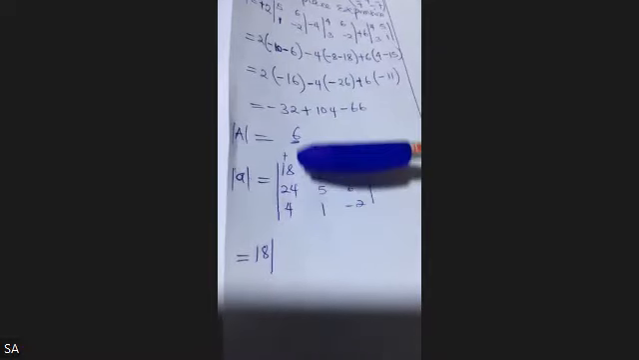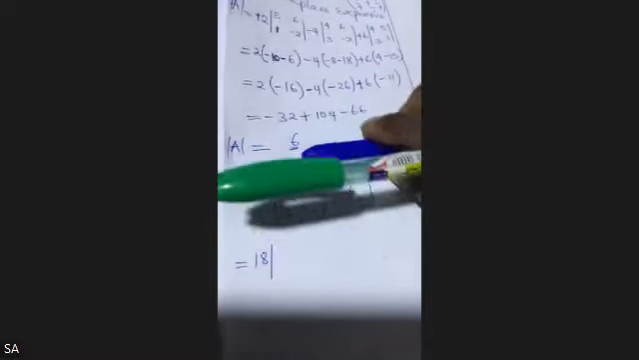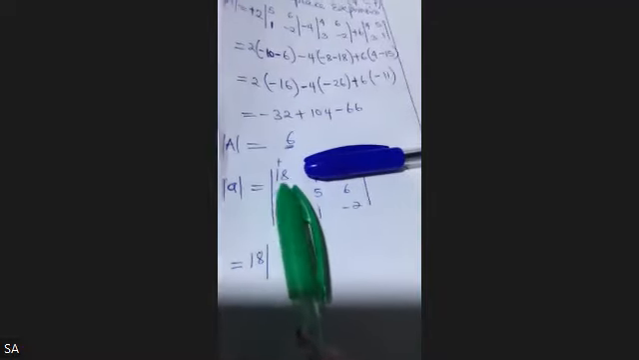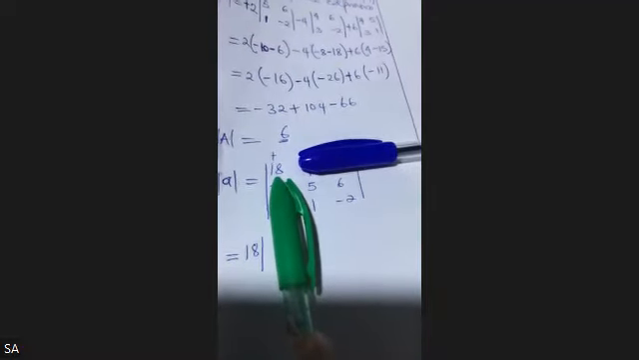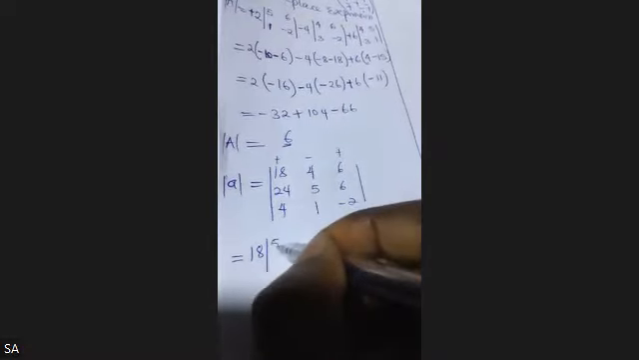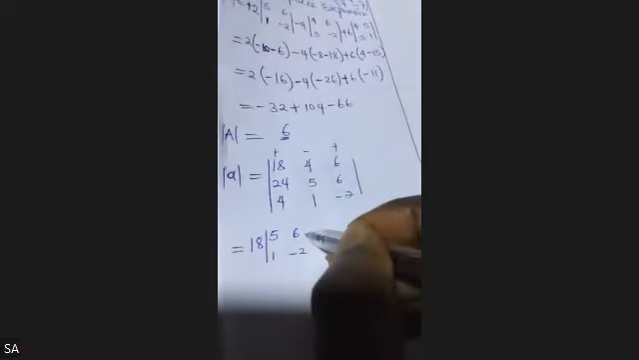Then do the sub minor. I will block this. Remember what we did? Block, because this 18 appears where? On column 1 and row 1. I will block these two. So the numbers remaining are 5, 6, 1, minus 2. This is 5, 6, 1 minus 2.